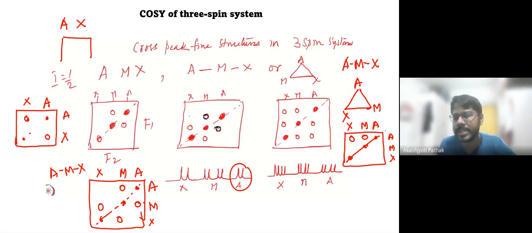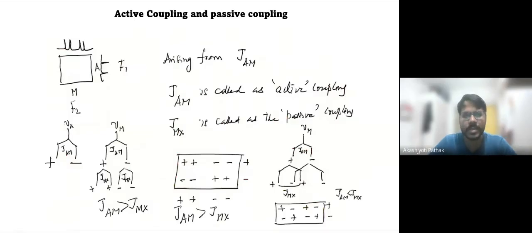Now similarly, if we see this axis, M is coupled to A, so you will get a cross peak over here, and X is coupled to A, so you have a cross peak here as well. X is coupled to M as well, so you get a cross peak here. Similarly, A is coupled to X, so you have a cross peak here, and M is coupled to X, so you have a cross peak here. So you will have all these different cross peaks. And the 1D spectra will give you doublets, doublets of doublets. X will also have a doublet of doublets, M will also have a doublet of doublets, A will also have a doublet of doublets. So this was explained, right?